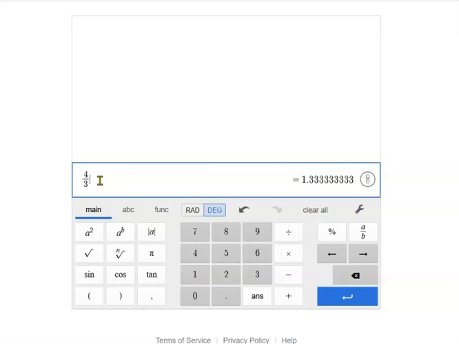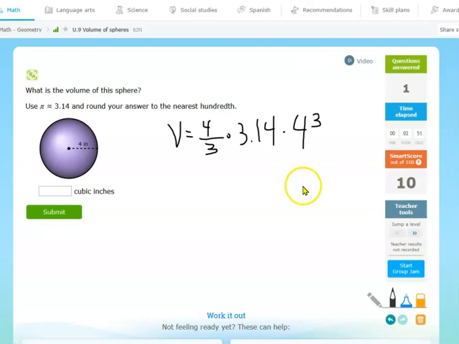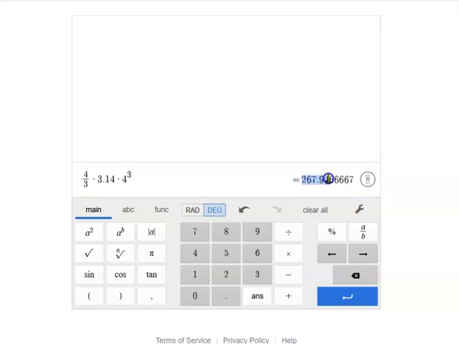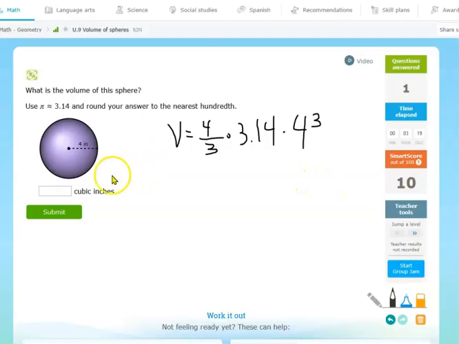Click out of the fraction, times 3.14. And then our radius is 4, so 4 cubed. So 4, whoops, times 4. Then to make it cubed, you have to click on AB and then the 3 for the third power, or to cube it. Okay, so this is our answer, 267.94. Look at the next number over, which is a 6, so we're going to round this up, 267.95. Pop it in, round it up, hit submit.